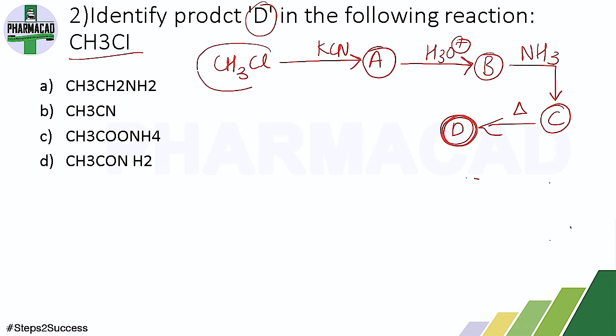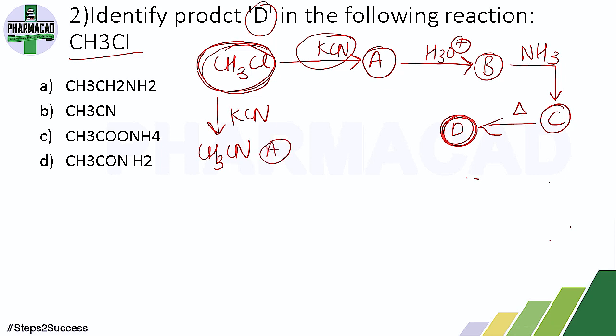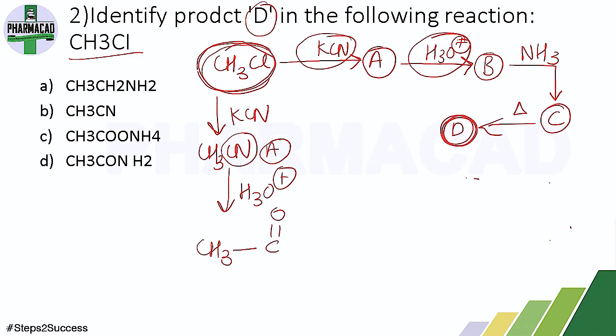Our starting material is CH3Cl. So when CH3Cl reacts with KCN, what will happen? It is simple. It becomes CH3CN. Right? So this is our A. When we treat with H3O+, what will happen? CH3CN gets converted into C double bond O, OH, right? So this is our B.